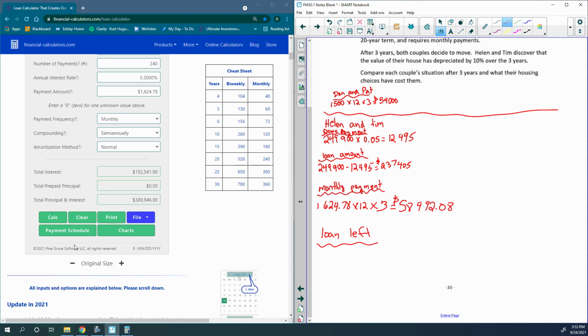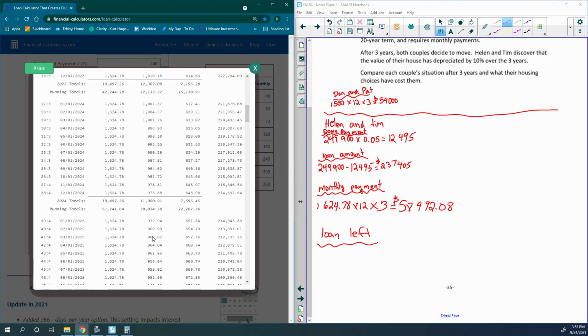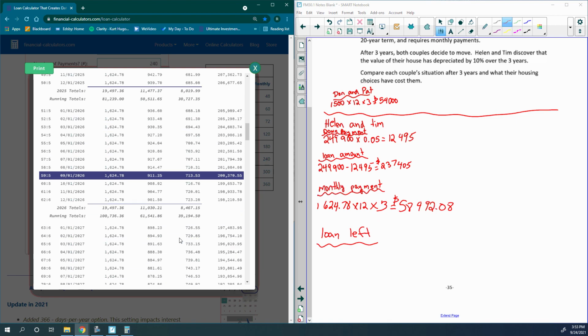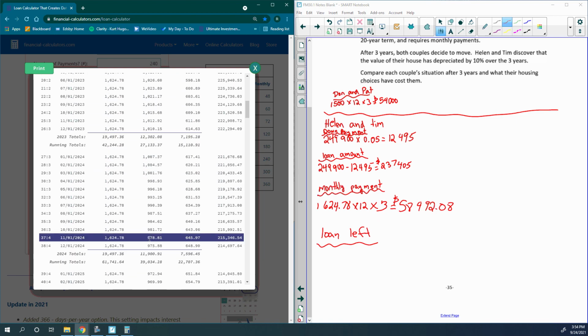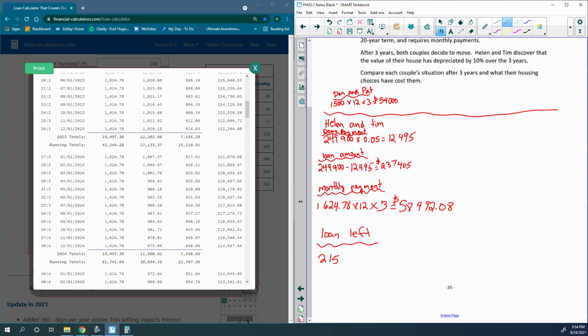So how you figure that out is you go to your payment schedule for your amortization, and we're looking at what is left on the loan after 3 years. Oh, I went too far. At the end of 3 years, we still have $215,992.51. I'm going to write that down. So that's how much they still owe the bank at the end of the 3 years.